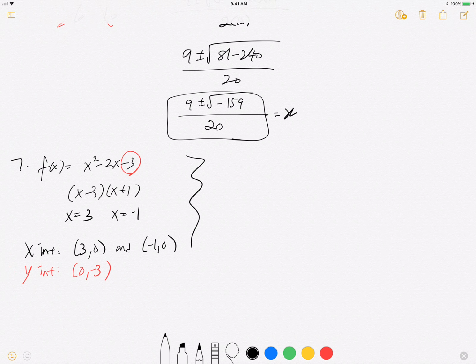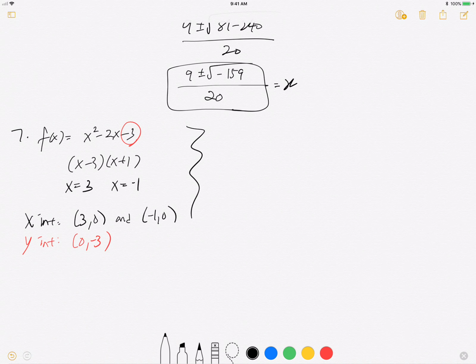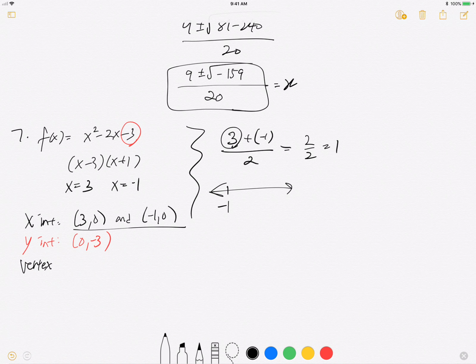Now, another thing that we might have to get is the vertex. The vertex, remember, always happens in the middle of these two x-intercepts. The middle value is always one of the x values, add with another x value, divide by 2. So that's 2 over 2, which is equal to 1. And even if you count from negative 1, 0, 1, 2, 3, you would see that it's exactly the middle between 3 and negative 1. So the vertex x-coordinate would be at 1.